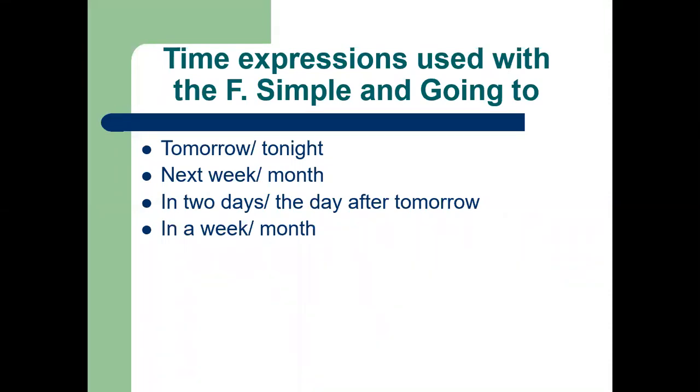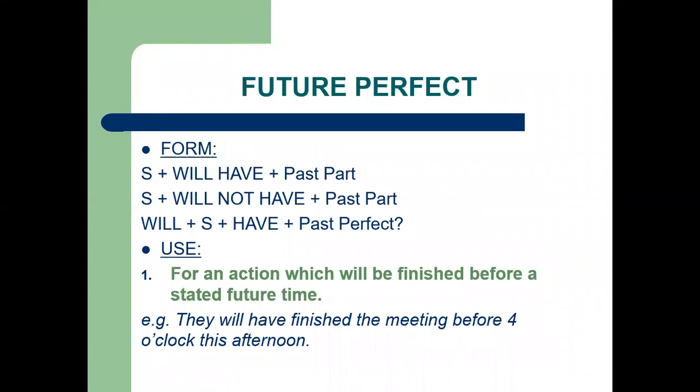Time expressions used with the future simple: tomorrow, tonight, next week, and today is the day after tomorrow, in a week, in a month. And the future perfect, right? The future perfect, well, the form first is subject plus will have plus past participle, with the variation for negative statements or for questions, used for actions that will be finished before the stated future time. We say they will have finished the meeting before 4 o'clock this afternoon.